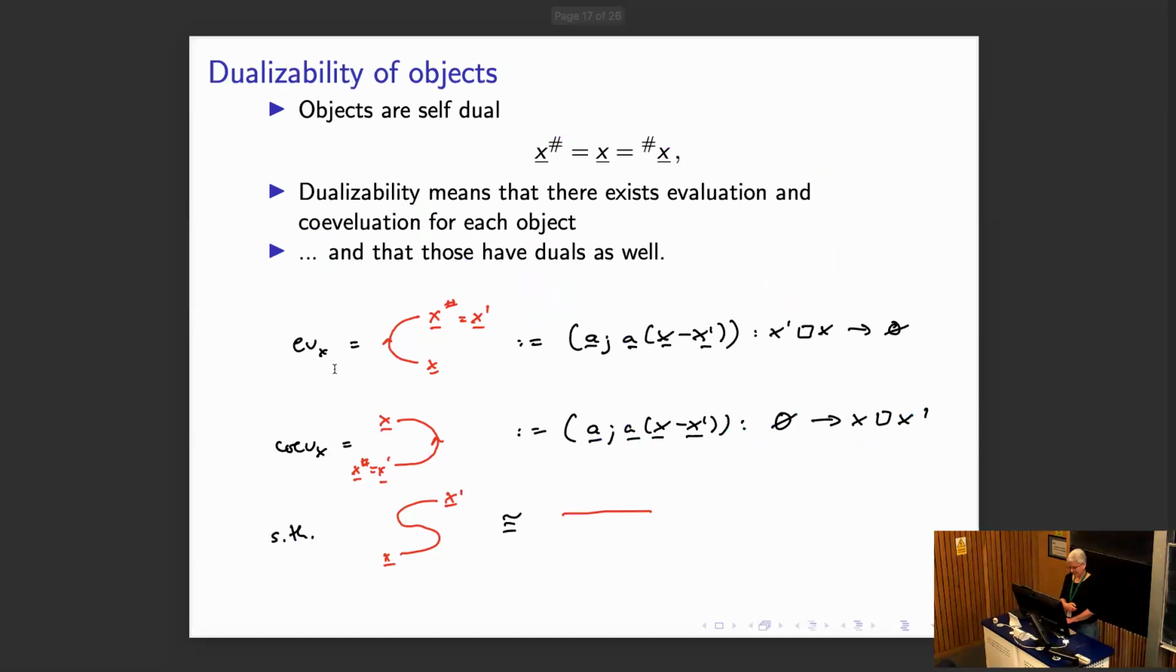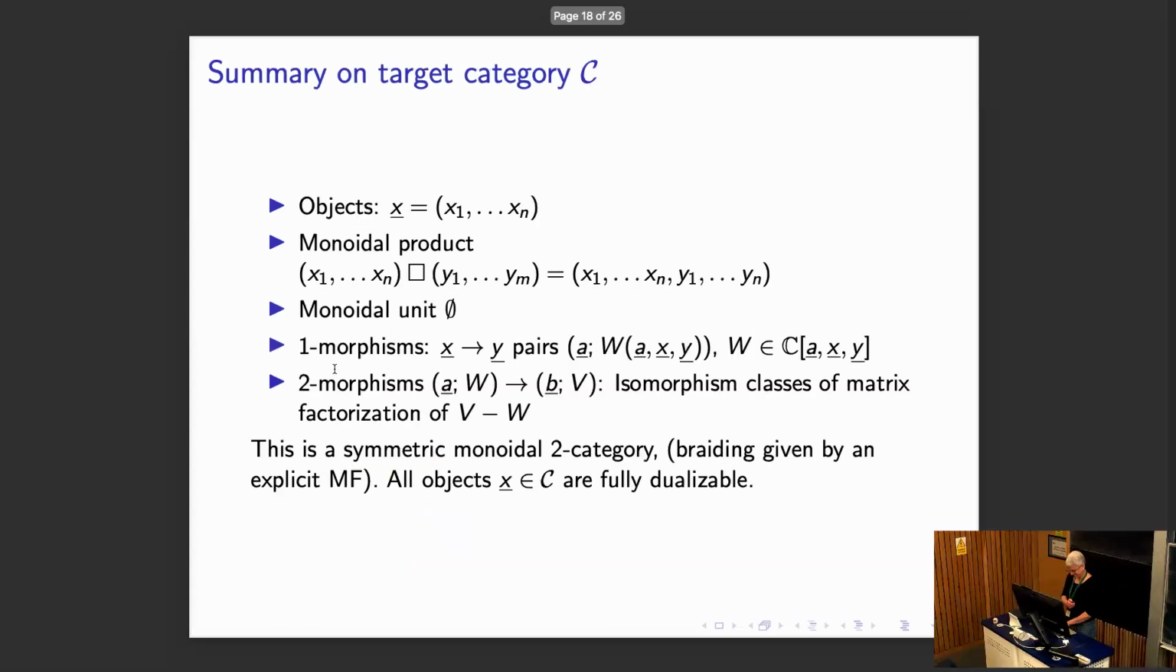Okay. So let's talk about dualizability and how far we go. The objects of the theory are lists of variables, and their duals are again the same list. And dualizability means that there exists evaluation and co-evaluation for each such object, and then we need that those in turn have duals. Okay, so what is the evaluation? Okay, so let me jump to the next slide.